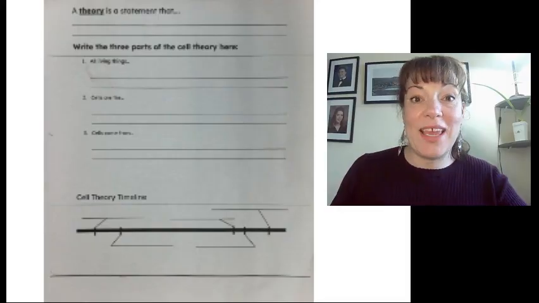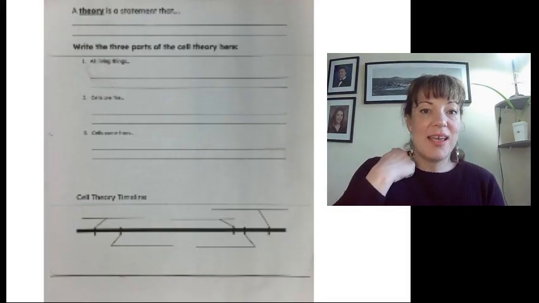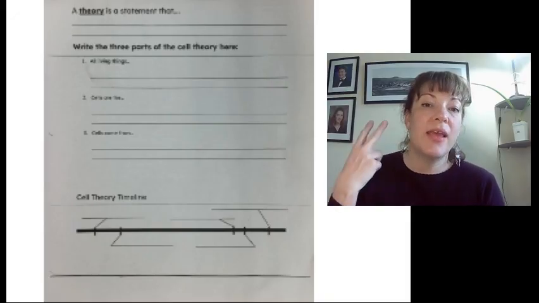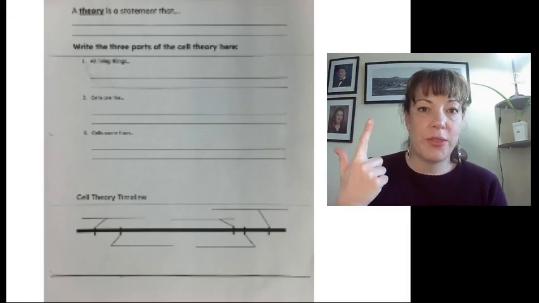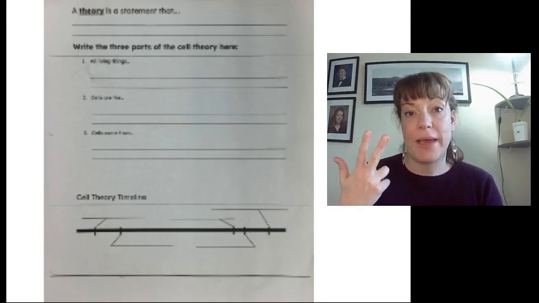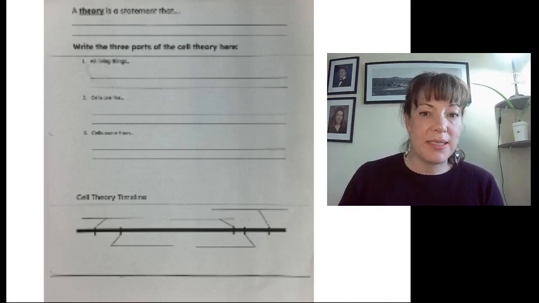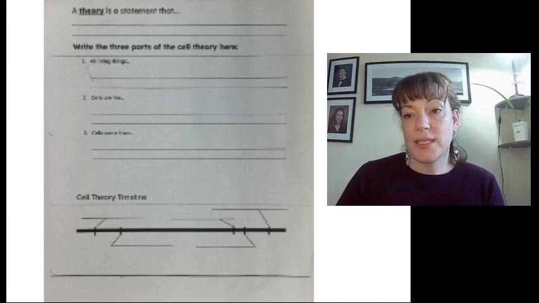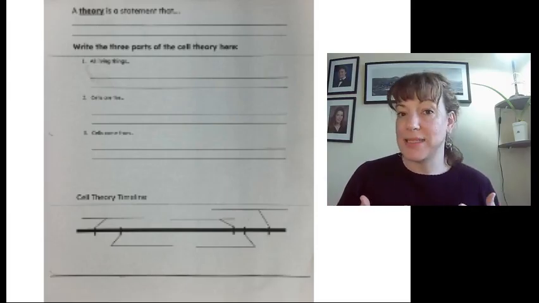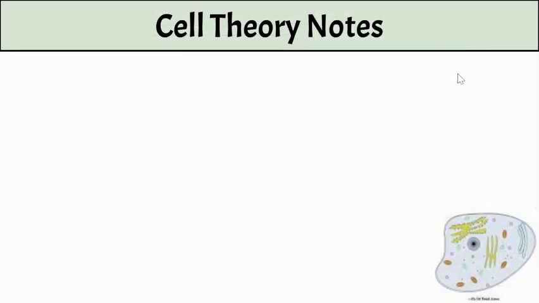This is the page I'm going to use. You can see that there's 3 sections: the definition of a scientific theory, the 3 parts of cell theory, and a timeline to add in information about the 5 different scientists that contributed to cell theory. If your page doesn't have one of those parts, that's fine. Just add it in. It's no problem. It's just a piece of paper. So here we are with cell theory notes.